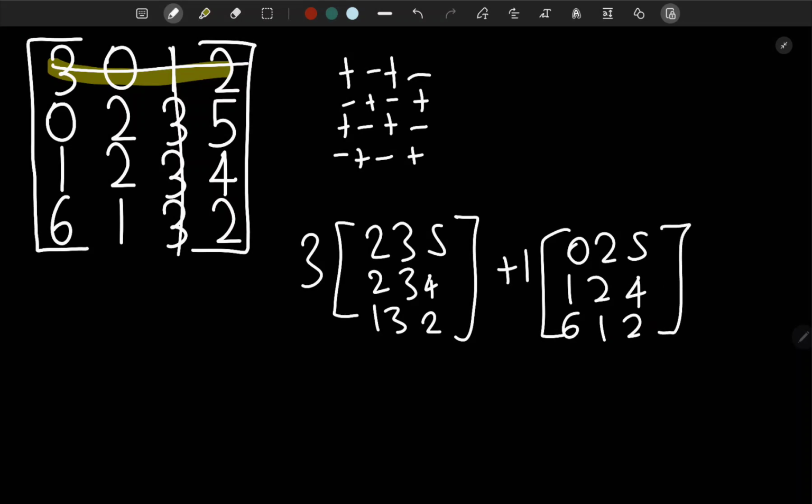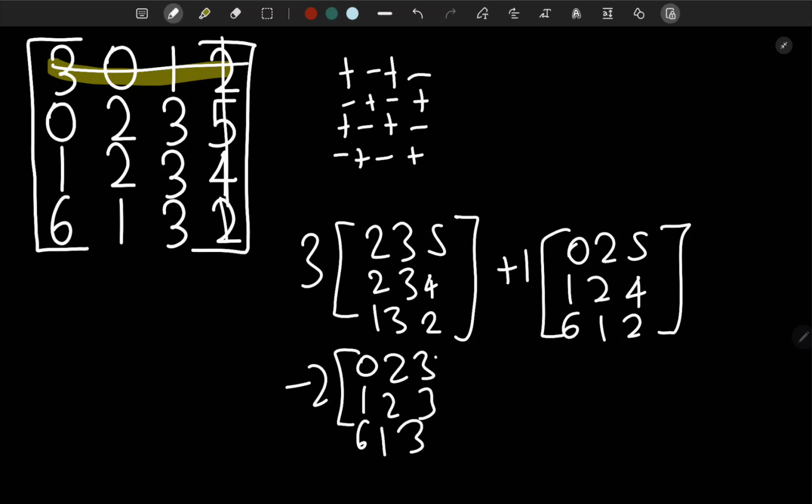Close the matrix, and then finally, see this now, it makes a huge difference that the sign for 2 is going to be minus 2. So now open brackets, and we cancel out the first row and the last column, which is the fourth column for 2, and we are left with 0, 2, 3, 1, 2, 3, 6, 1, 3.